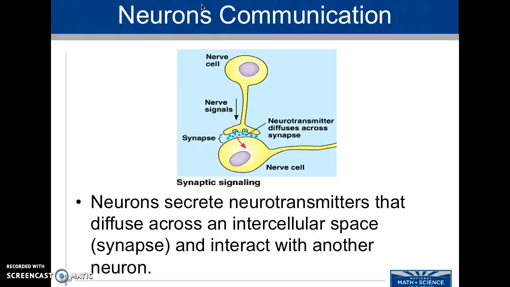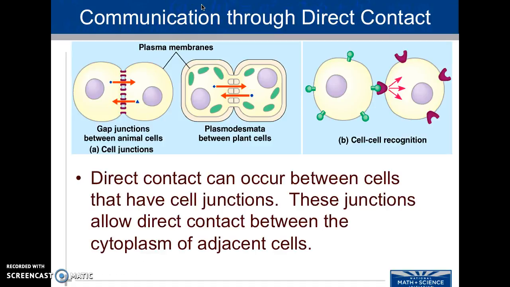We also see that there is neuron communication. Neurons communicate using neurotransmitters, and the neurotransmitter diffuses across the synapse and interacts with another neuron. Again, this is local. We call it synaptic signaling specifically, but it is local, right? The cells are very close to each other.